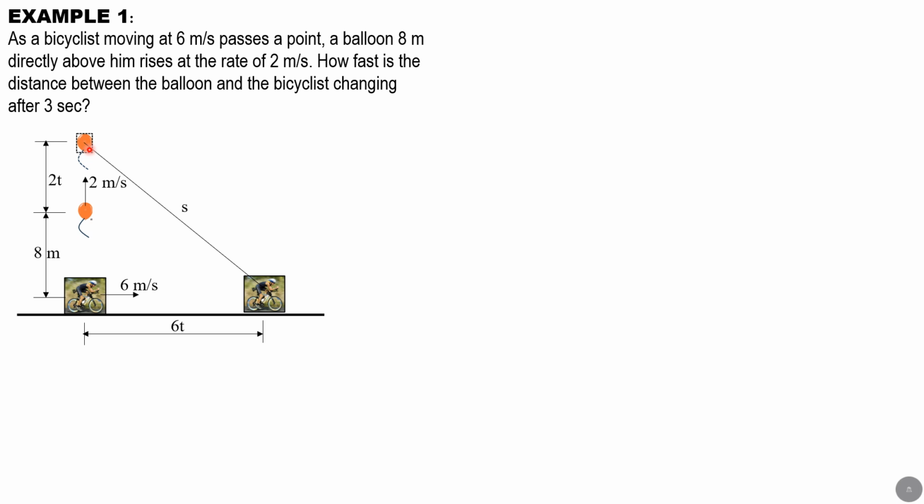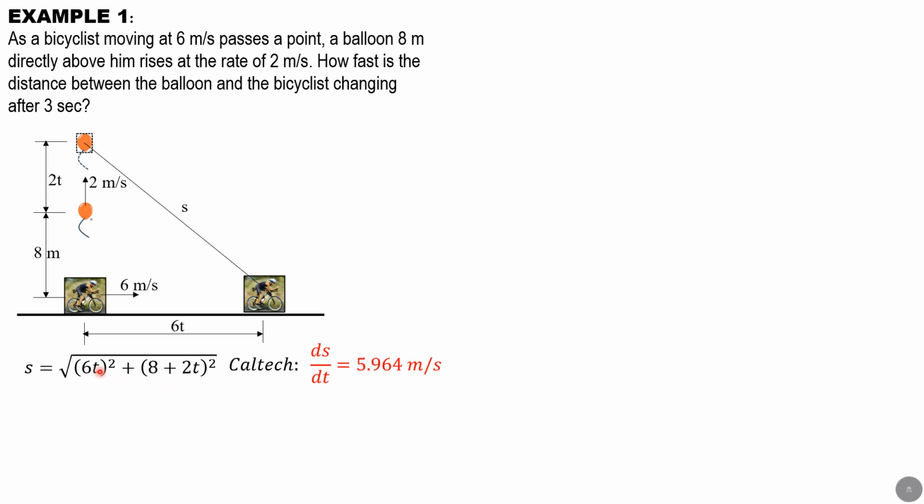So we have here the distance between the balloon and the bicyclist at any time t, and we form here a right triangle. So S is, by the Pythagorean theorem, the square root of quantity 6t squared plus quantity 8 plus 2t squared. And this expression is enough to differentiate S with respect to time, as required here. Then the time is 3 seconds. So using your high-tech calculator, this can be evaluated with t equals 3 seconds, and the answer is ds/dt is 5.964 meters per second.